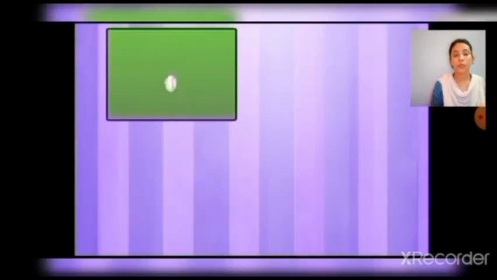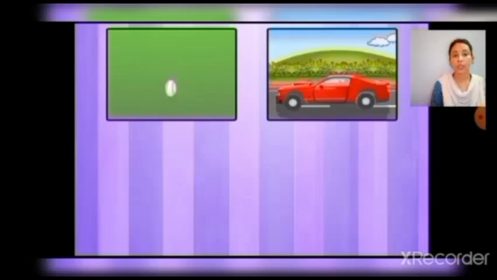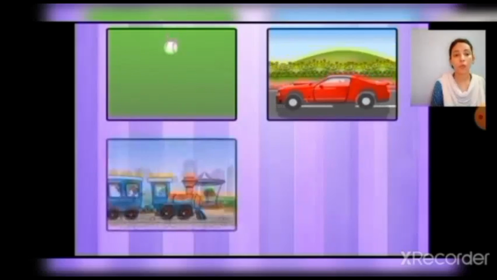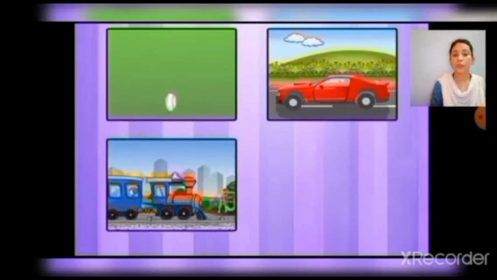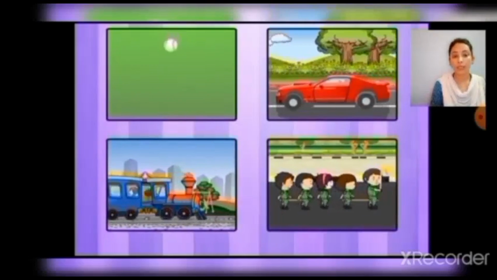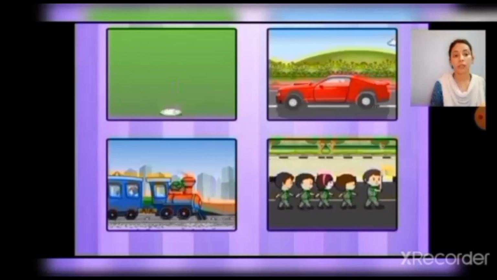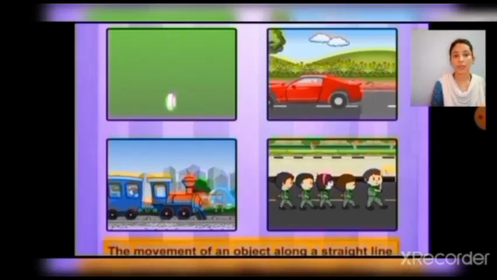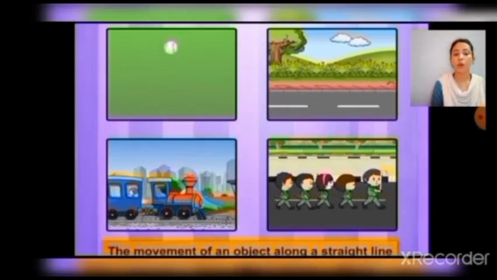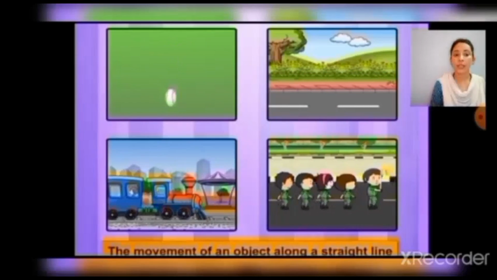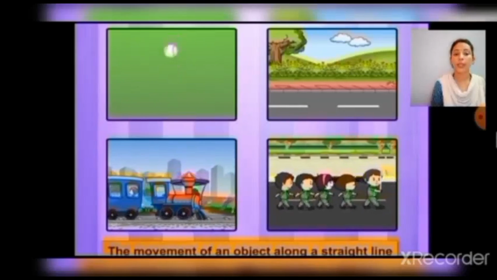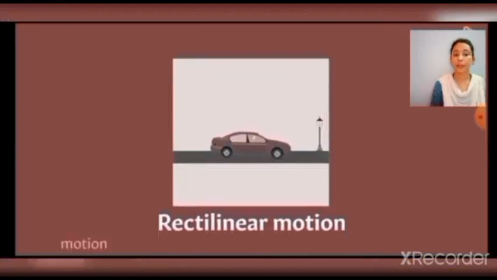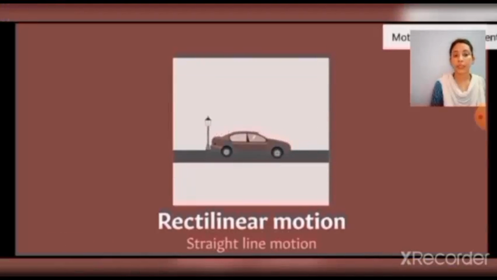Let us look at some more examples. A ball falling straight on the ground. Movement of a car on a straight road. Movement of a train. Movement of soldiers doing march past. All these objects, bodies, are going in a straight line. Therefore, they possess rectilinear motion.